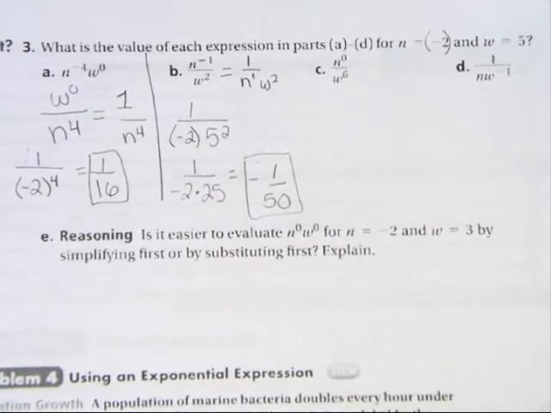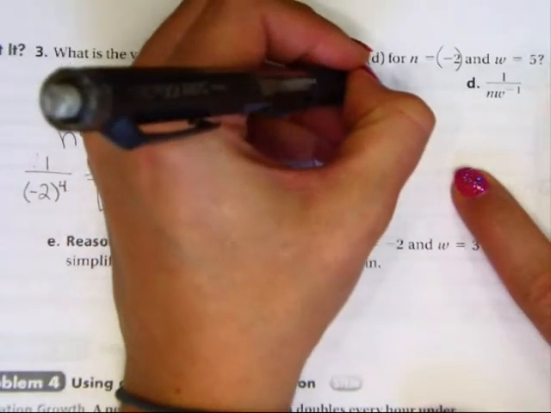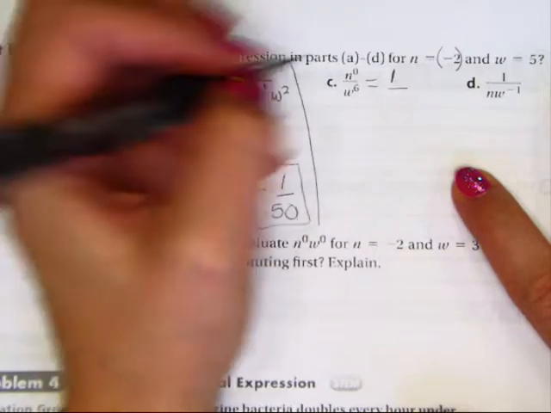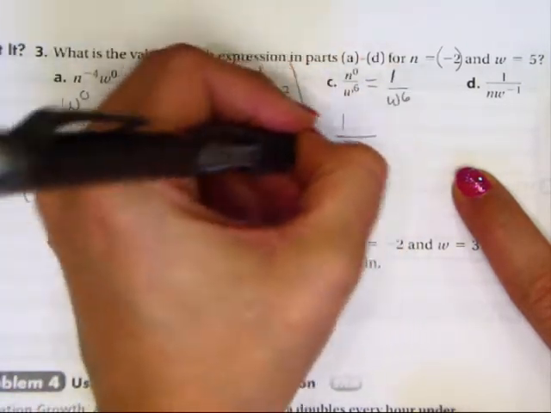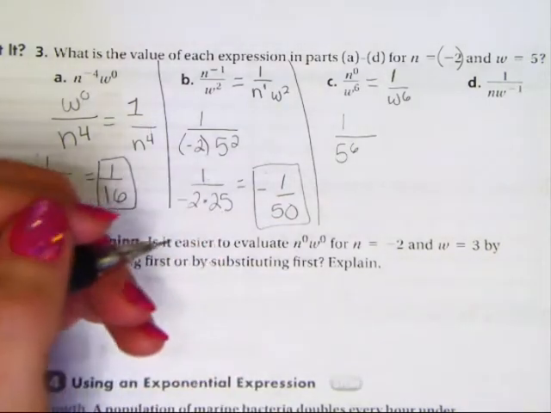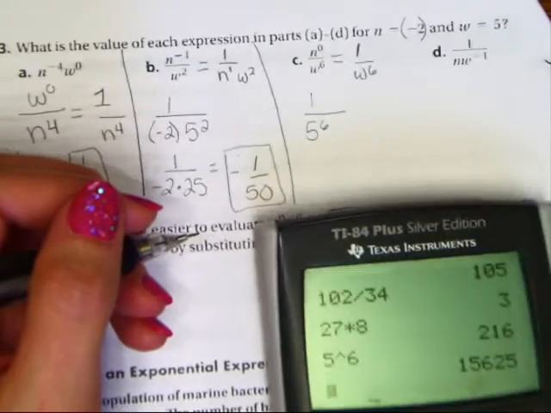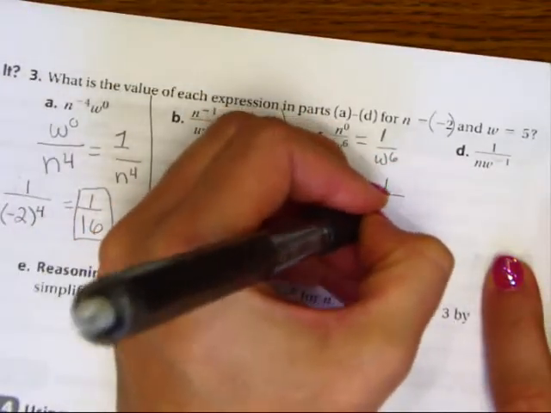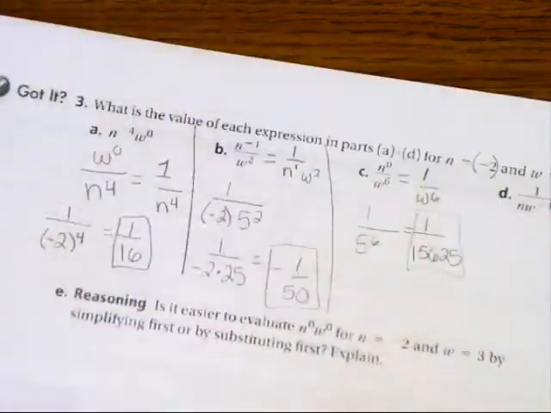We have part C now. Can you fix anything in part C? Absolutely. The n to the 0 can become a 1, and the W to the 6 stays where it was. So I get 1 over 5 to the 6th power, which I cannot do in my head. So 5 to the 6th power is 15,625. See, I had to cheat. I used my calculator. So I get 1 over 15,625 as my final reduced answer.